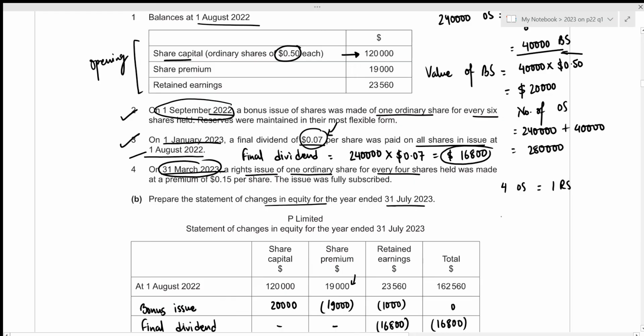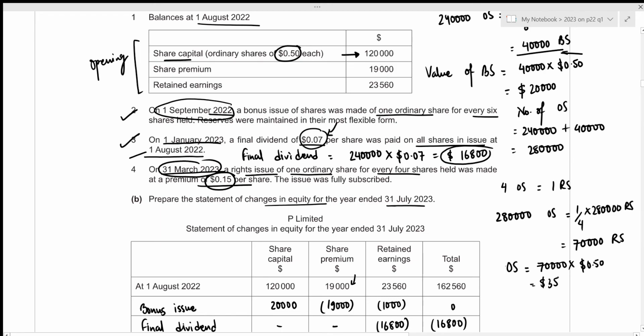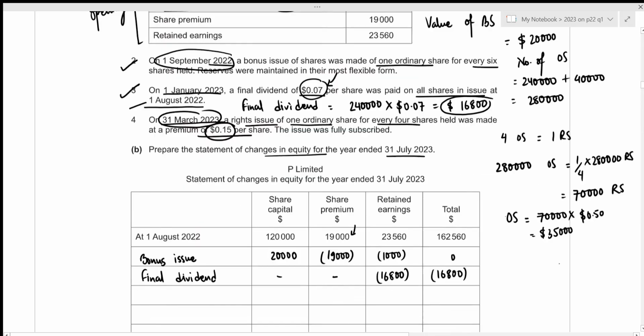Again, let's repeat the same process. We utilize the unitary method. So for 280,000 ordinary shares, we'll now be providing 1 by 4 times 280,000 rights shares. That's going to be 70,000 rights shares. And this was made at a premium of 0.15 per share. So if we're talking about our ordinary share, the value for it will be the number of rights shares multiplied by the nominal rate, which in this case is 0.5. This will give the value of 35,000. So 35,000 should be added to the share capital column.